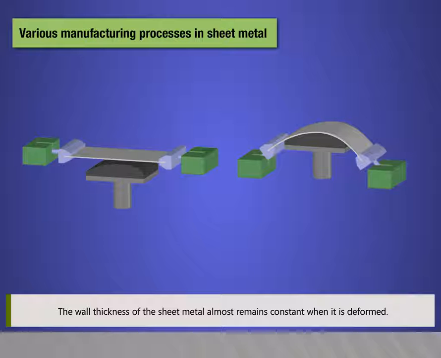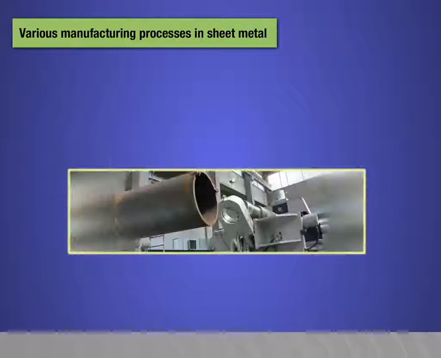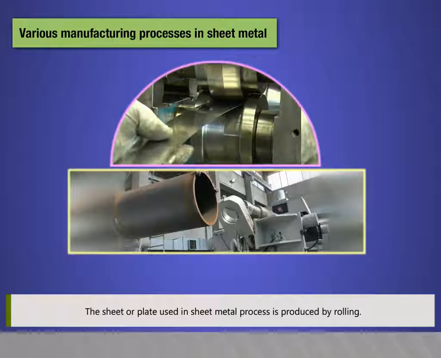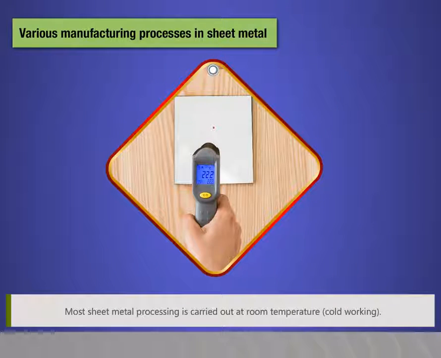The wall thickness of the sheet metal almost remains constant when it is deformed. Only it differs slightly from the thickness of the initial sheet metal. The sheet or plate used in sheet metal processes is produced by rolling. Most sheet metal processing is carried out at room temperature, that is cold working.